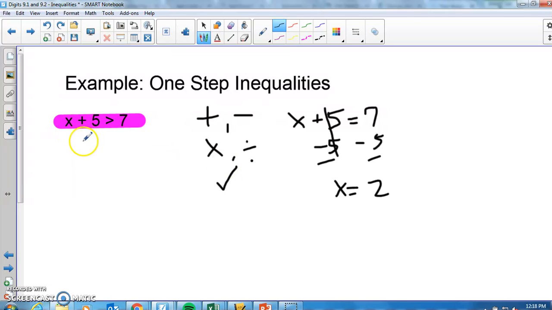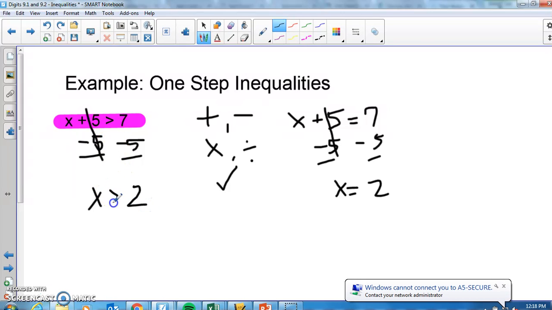We have a plus 5 or a positive 5, so that means we have to do the inverse or opposite of it. So we're going to subtract 5. In order to balance it out, we have to do the same thing to the other side of the inequality. 5 minus 5 cancels out. I drop down the x, and then 7 minus 5 right here is 2. Instead of bringing down an equal sign, I'm going to drop down that greater than sign. So our solution is any number that is greater than 2. So our solution set is a number that's greater than 2.